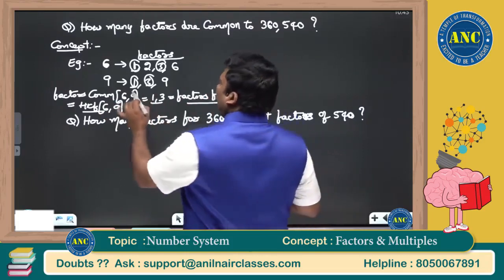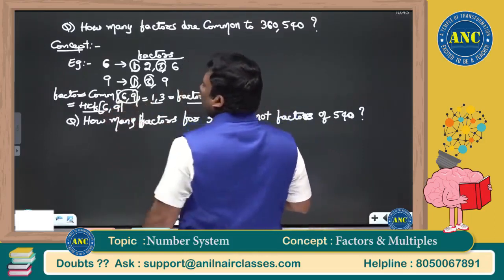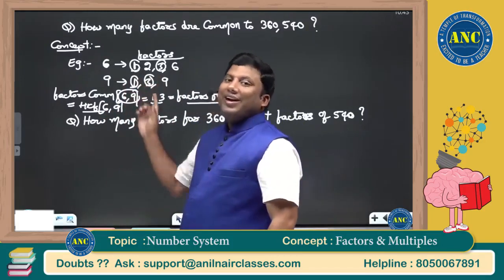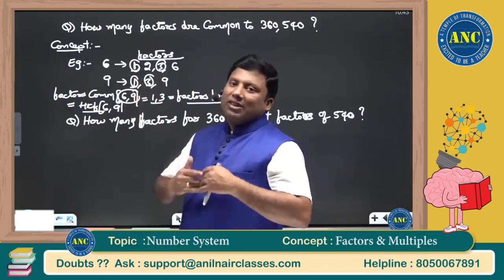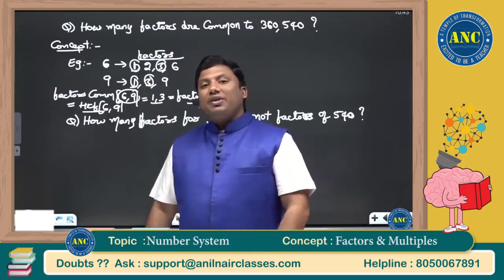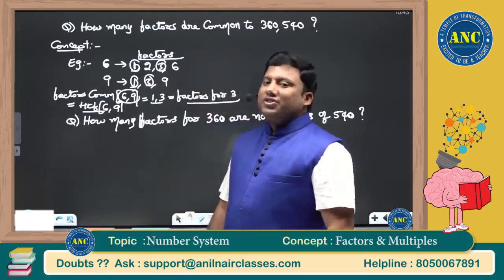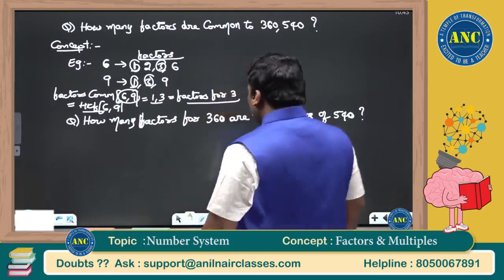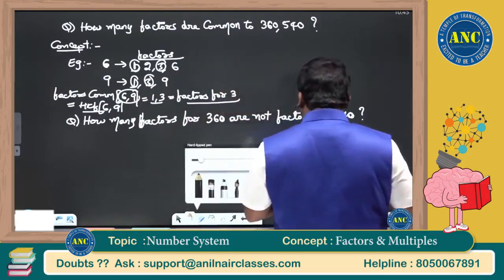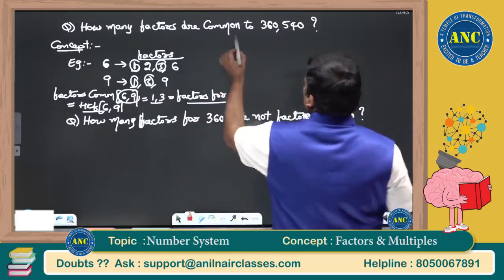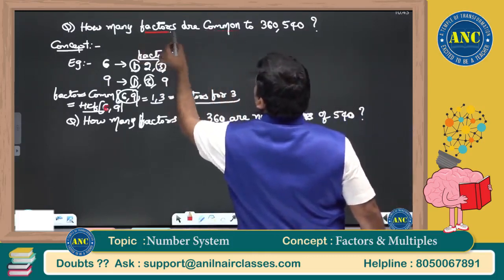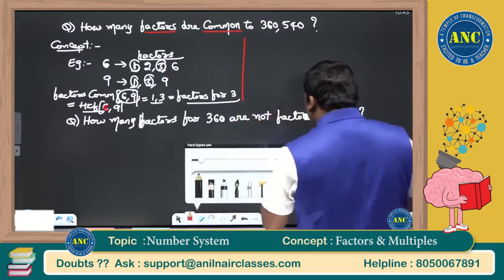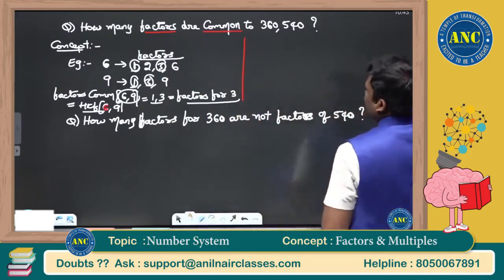So first write down the factors common to 6 and 9. Factors common to 6 and 9 are 1 and 3. 1 and 3 are nothing but the factors of 3. 3 is defined as the HCF of 6 and 9. So whenever the wording is factors common to, it should immediately strike you that we have to take the HCF.